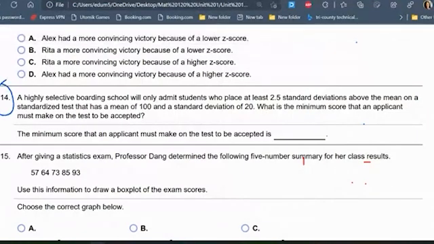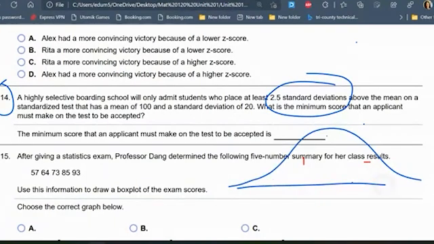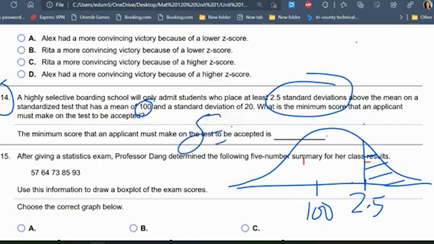14. A highly selective boarding school will only admit students who place at 2.5 standard deviations above the mean. So that is a normal curve. So if you take this exam, you cannot get admission into that school until you score 2.5 or above the mean. So they gave you a z-score. All right. On the standard score, they give you that the mean is 100 and standard deviation is 20. We'll say its population standard deviation is 20. Therefore, I want to know what 2.5 is.